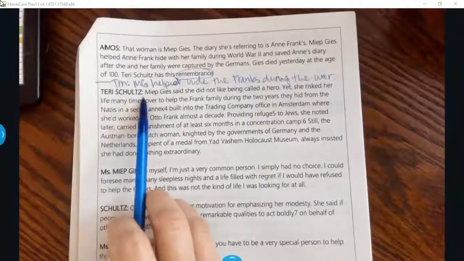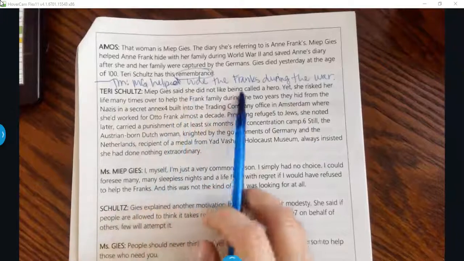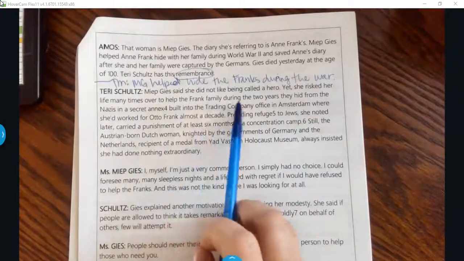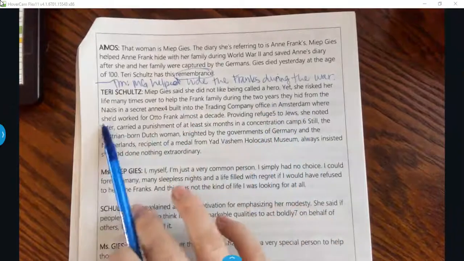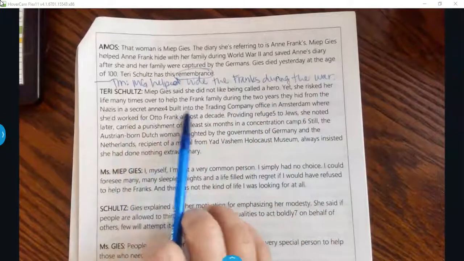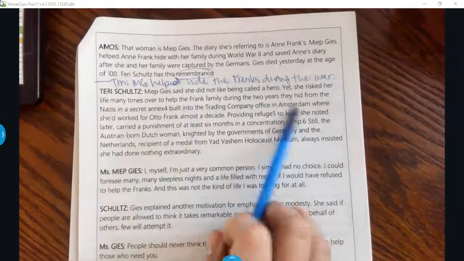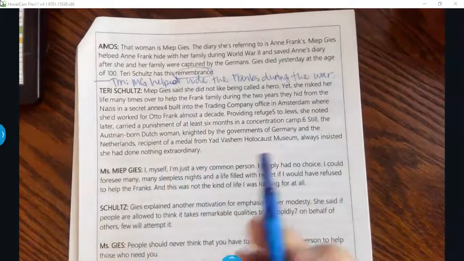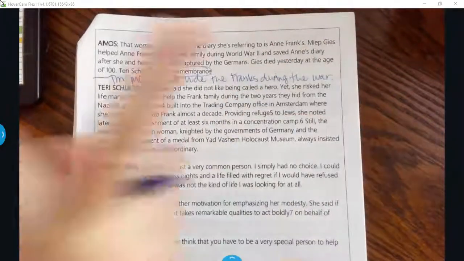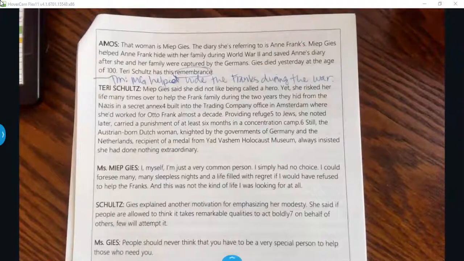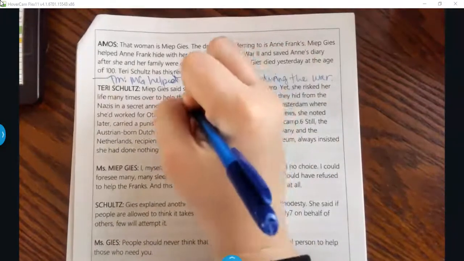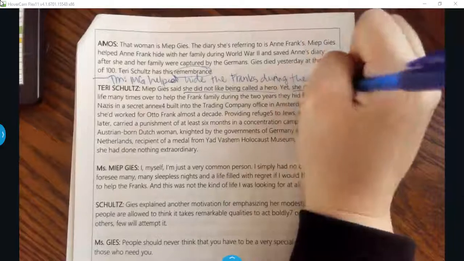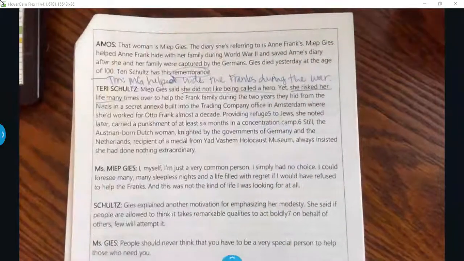Okay, Terry Schultz: Miep Gies says she did not like being called a hero, yet she risked her life many times over to help the Frank family during the 2 years they hid from the Nazis in a secret annex built into the trading company office in Amsterdam where she worked for Otto Frank for almost a decade. Pause right here for just a second. I see two things that the author is telling me right here about Miep Gies. One, she did not like being called a hero, but two, that she risked her life. Okay, let's keep going.